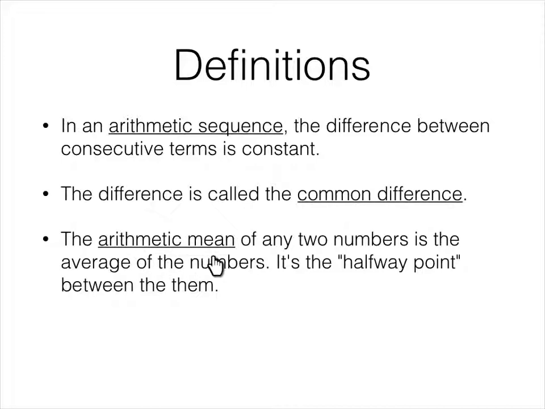The arithmetic mean of any two numbers is the average of those numbers. It's the halfway point between them. And I forgot to fix that typo. There we go. All right.